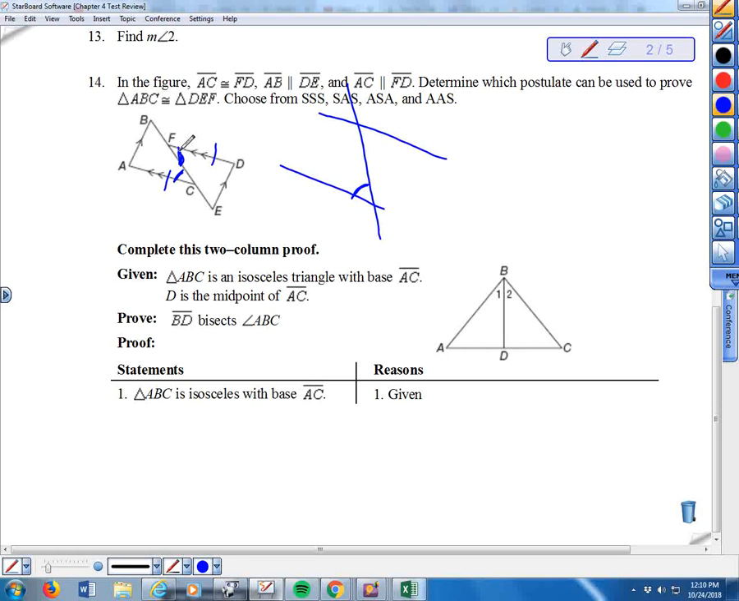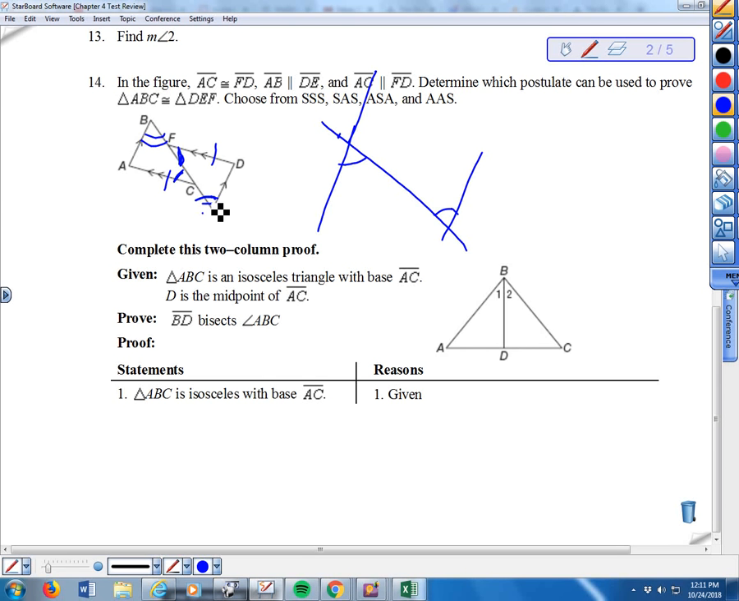What else do we know? Well, we have another set of parallel lines, these two. So if I draw those two, and this is my transversal, what do I know about this angle? This angle and this angle, those are congruent too, right? Alternate interior. So now I've marked it up. I have an angle there, and I have a side here.